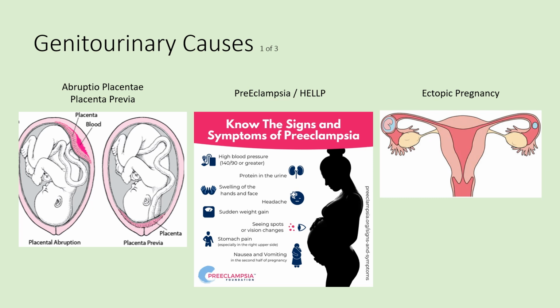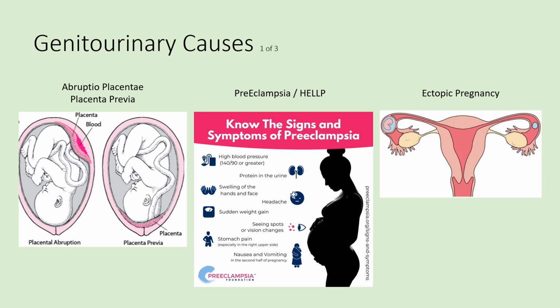Some genitourinary causes of abdominal pain. Abruptio placenta, placenta previa. Remember, with those abruptios, the second half of the pregnancy is when they occur. Painful bleeding, dark red blood. With previa, it's painless, bright red bleeding. So, tell those differences.